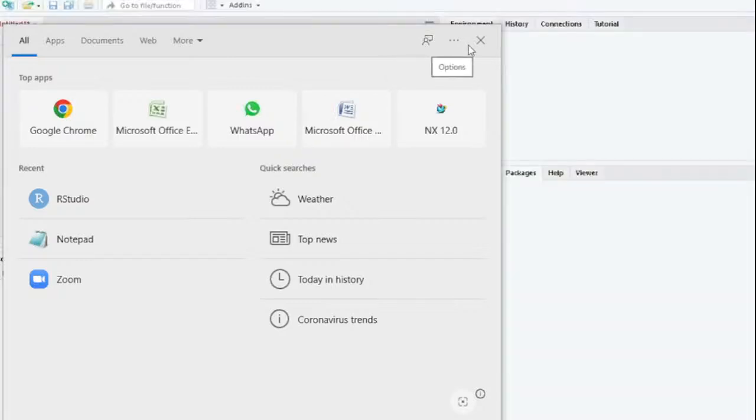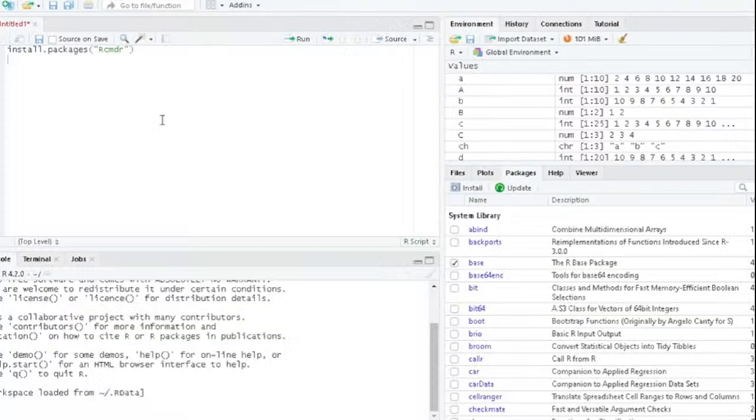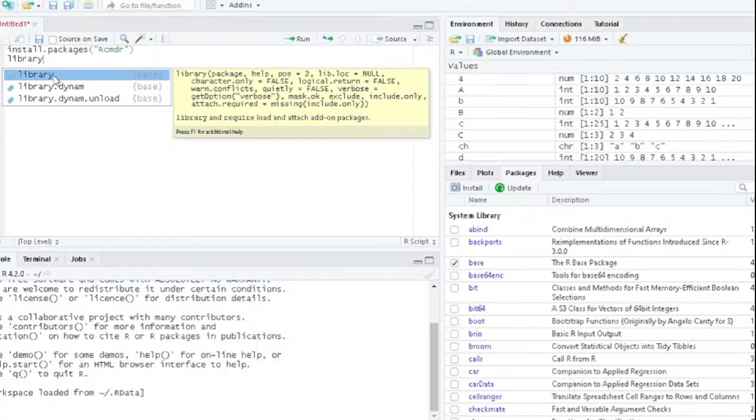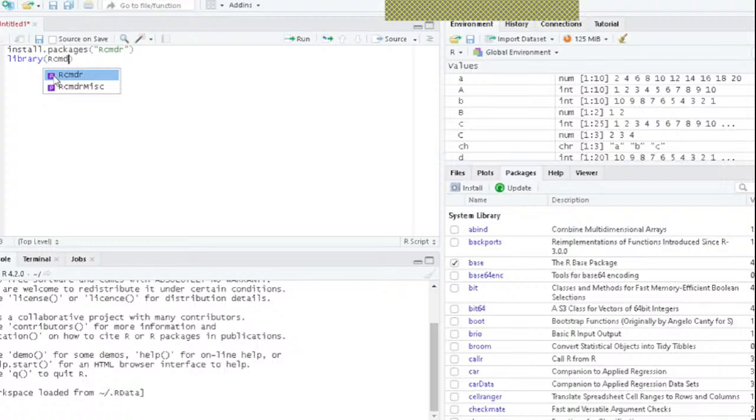It's there already open. See, it's blinking. Yeah. Okay. Now run library R commander. Okay. Now run only line number 2. Select it and run. Now run.